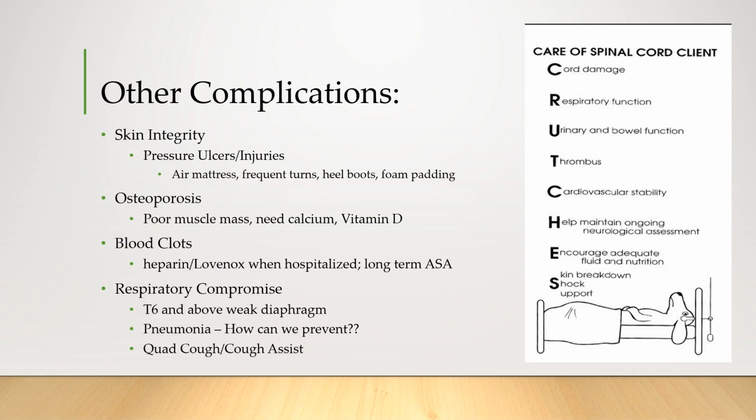Other complications you can see are pressure ulcers, so we're turning the patient, using air mattresses, foam padding. They can develop osteoporosis, poor muscle mass, unable to use their lower limbs, so their chance of osteoporosis goes up exceedingly. We talked about the importance of watching respiratory status, especially for thoracic and cervical injuries, and for blood clots.